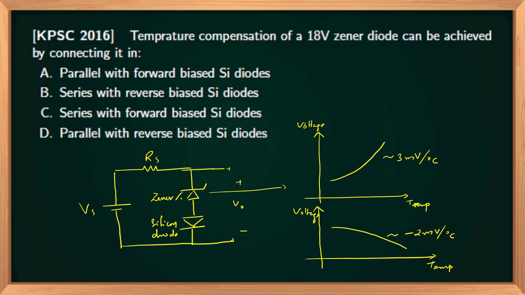So as temperature increases, voltage across the Zener diode increases, whereas voltage across the silicon diode decreases. So almost the same change in voltage occurs with respect to change in temperature. So effectively the output voltage will remain the same. So the correct option for this question is series with forward bias silicon diode. Temperature compensation can be achieved by connecting it in series with a forward biased silicon diode.